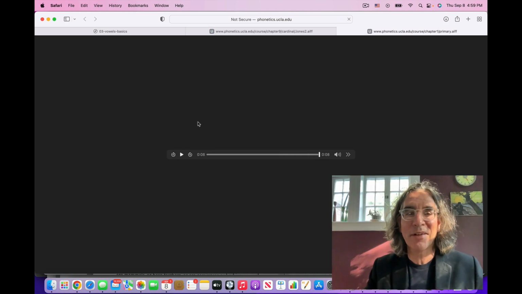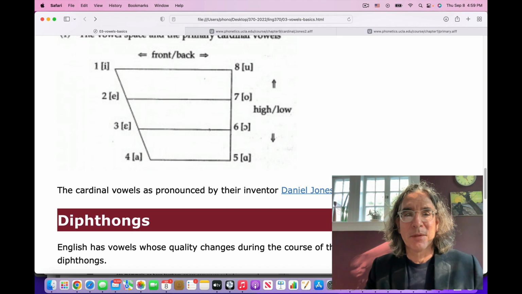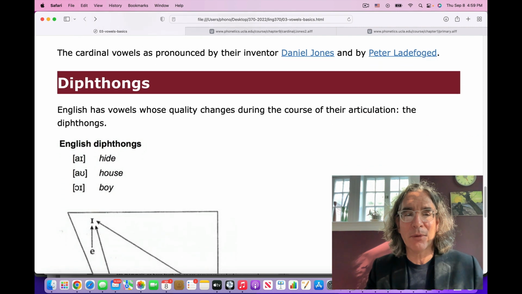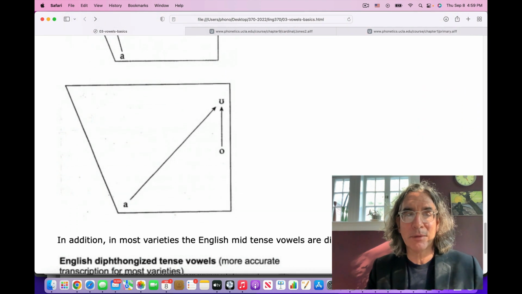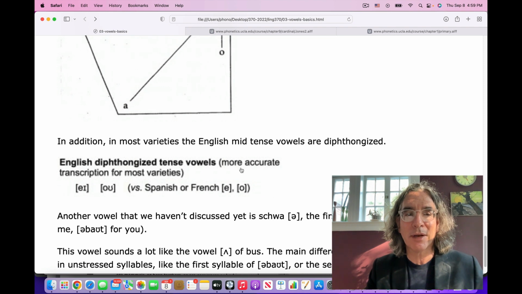He's also American rather than British. I don't know if that affects how they produce the cardinal vowels, but it's perhaps relevant. So the difference between English A and O and the A and O in the cardinal vowels and in many languages is that the English vowels are diphthongized.